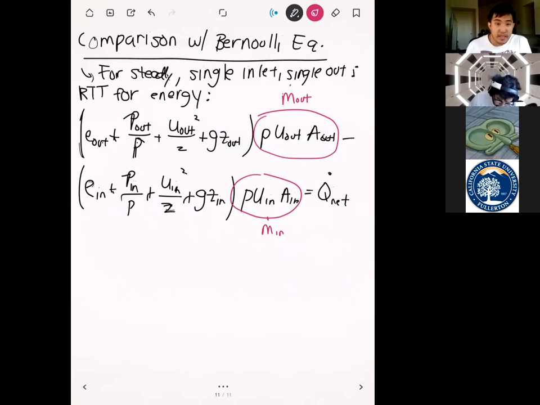All right, so the next thing I want you guys to look at are the terms that I've circled there. The term that I've circled first is m dot out. That's just the mass flow rate out, and in the other one we have m dot in. Remember our assumptions here. We assume a single inlet, single outlet, and the fact that it's steady means that we can say that m dot out is equal to m dot in. I'm just going to drop the subscript and say that this is just equal to m dot.